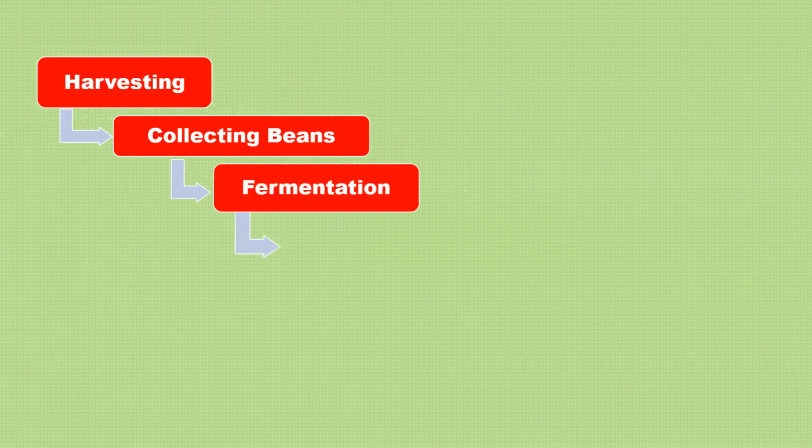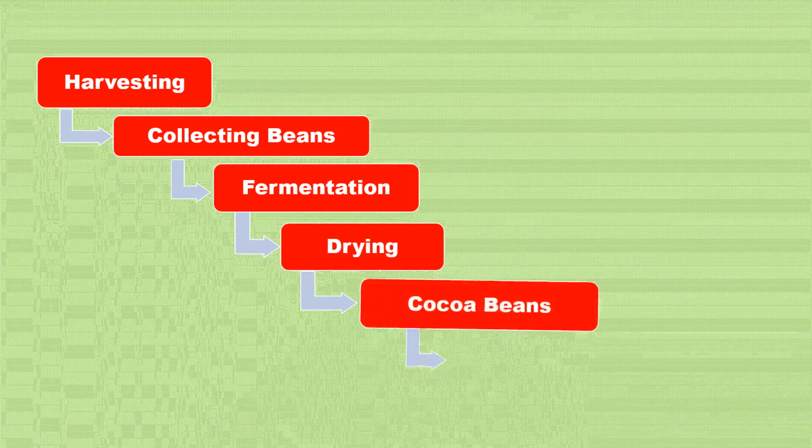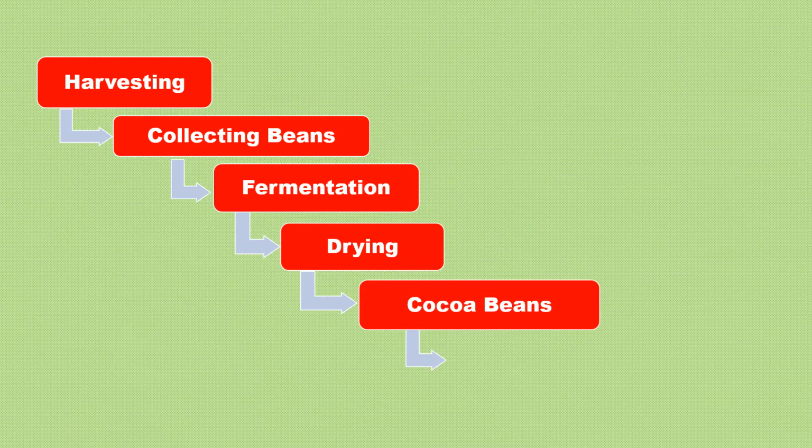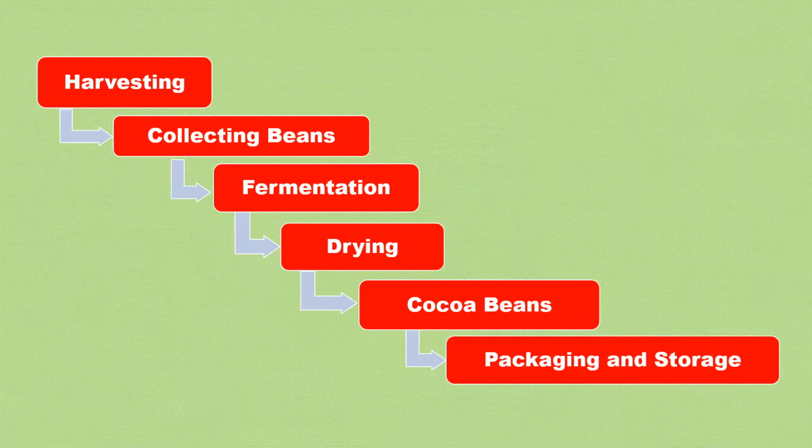Post-harvest processing of coca involves harvesting of coca pods, collecting of coca beans by breaking the shell, fermentation of the coca beans. Fermented beans are then dried. Dried coca beans are obtained, which are then further packed and stored properly.